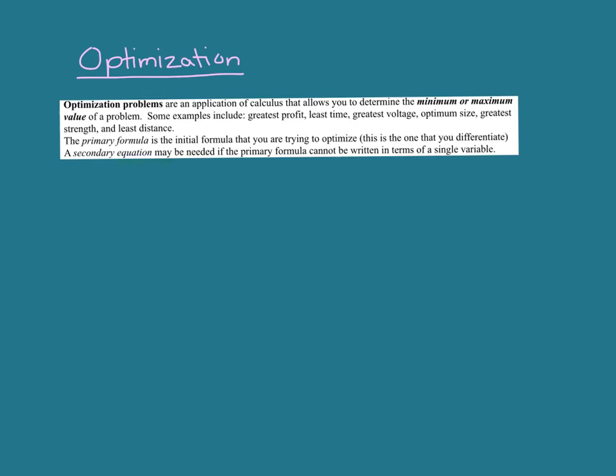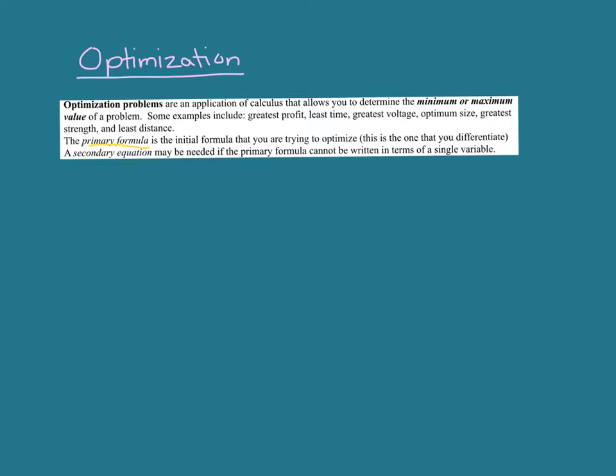So we've been doing some problems that involve finding the minimum or the maximum value. Now we're going to actually apply that by doing what's called optimization problems. So basically what you do for these types of problems is that you write a formula, we call that the primary formula, then you're going to take the derivative of that and find the minimum or maximum value. Occasionally you will need a secondary equation. I'll give you an example where we do that.